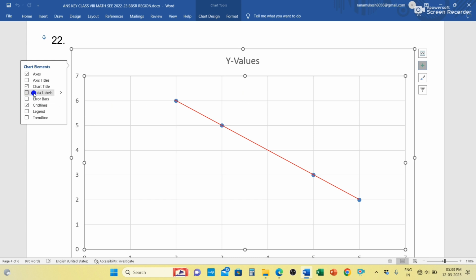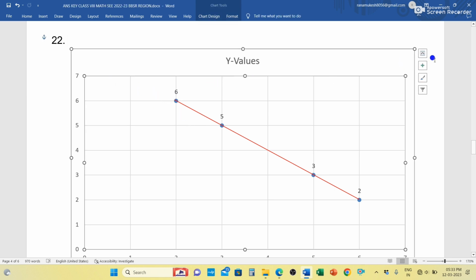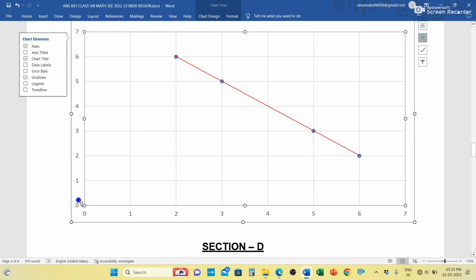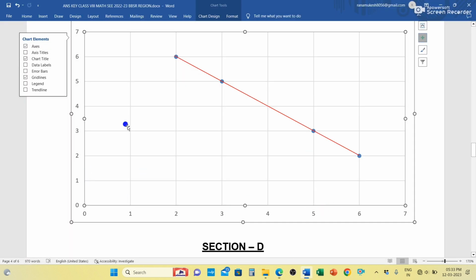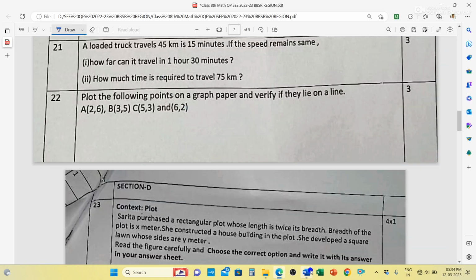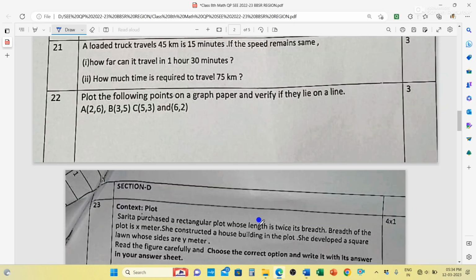Here will be (2, 6). And the second point will be on the x-axis 3 and y-axis 5, (3, 5). C is (5, 3), that means on the x-axis 5 and on the y-axis 3. D number is (6, 2), that means on the x-axis 6, on the y-axis 2. So if you join all the points, you will get a line. They all lie on a line.